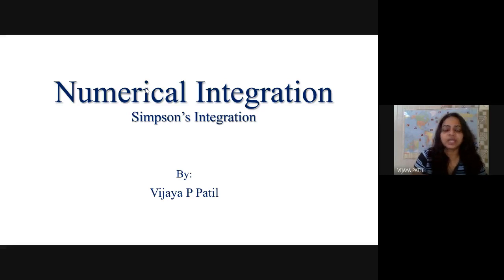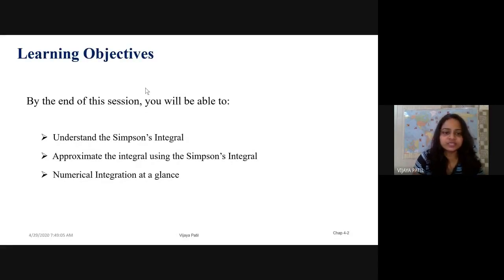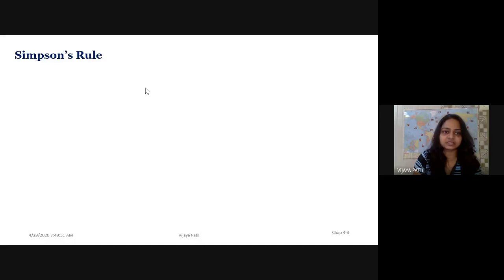Hello everyone. In continuation with numerical integration, we'll be dealing with Simpson's integral today. At the end of the session, you'll understand Simpson's integral. You can approximate the integral using Simpson's rule, and we'll have a glance at numerical integration.